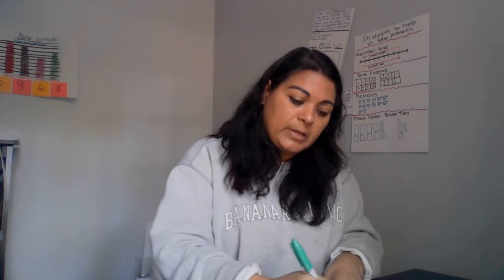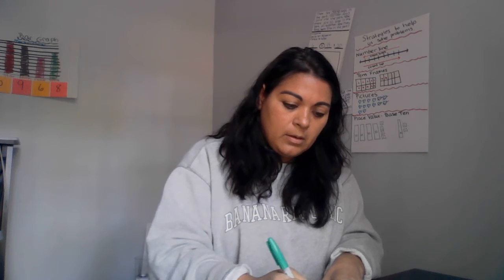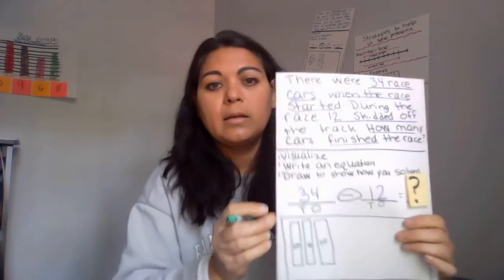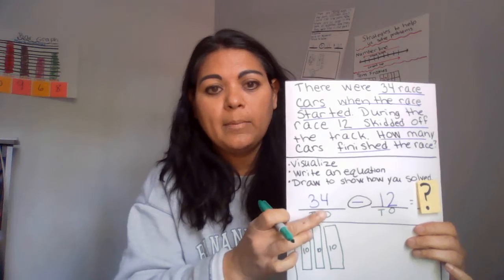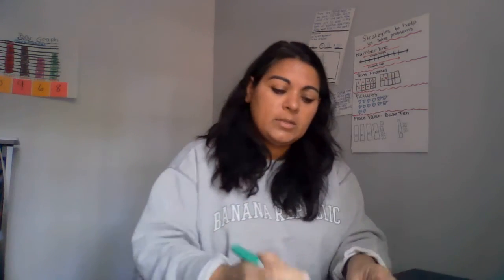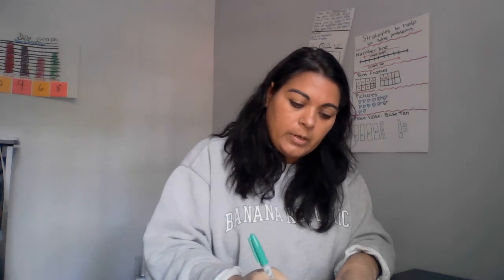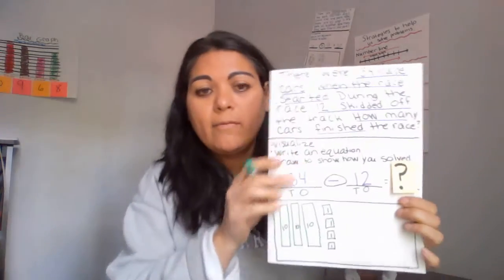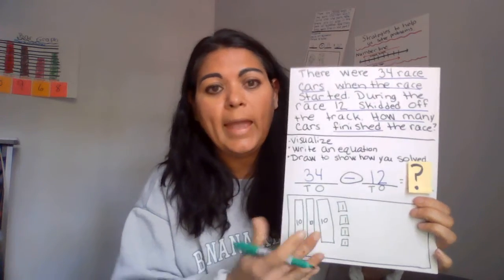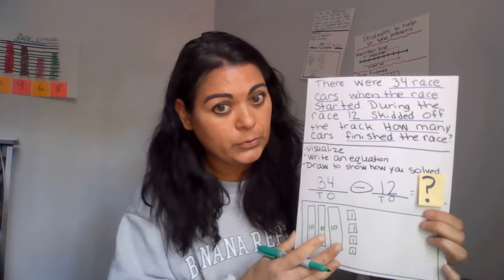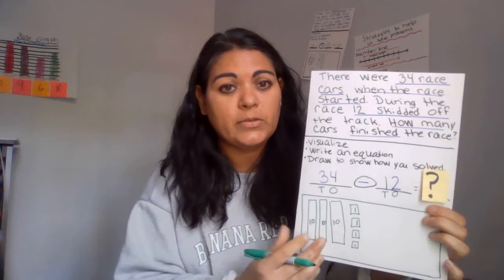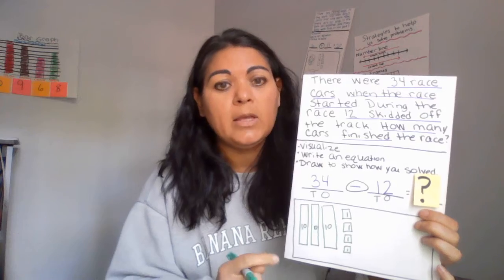So let's draw 3 10s. And I hope you're working with me. Okay, I have 3 10s. How many 1s do I have? 4. So let's draw 4 1s. 1, 2, 3, 4. I have 4 1s right there. Okay, we are taking away from this group. I'm taking away how many? I'm taking away 12.